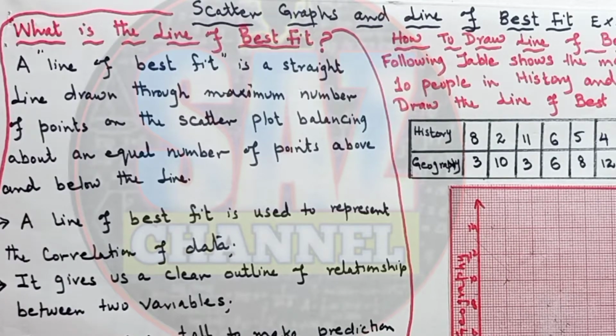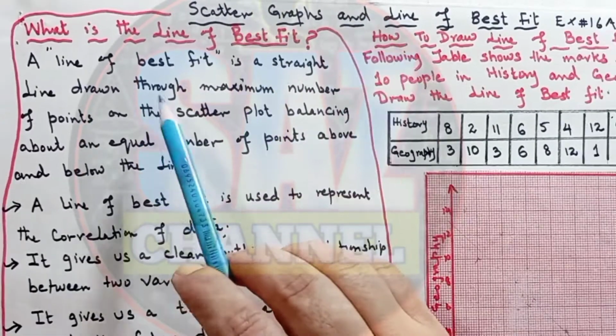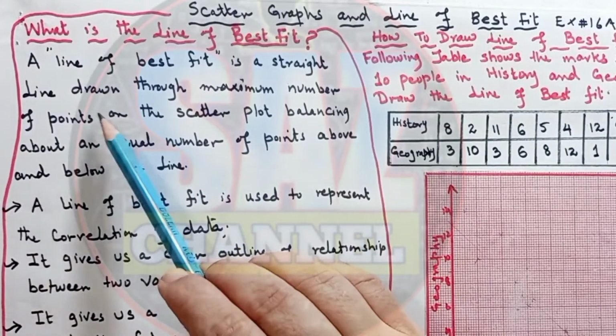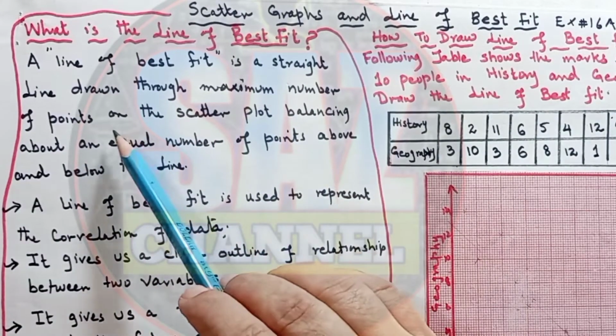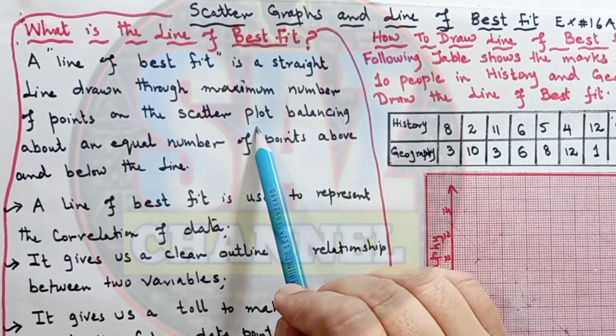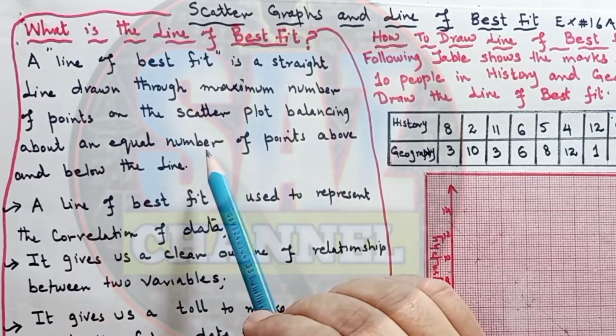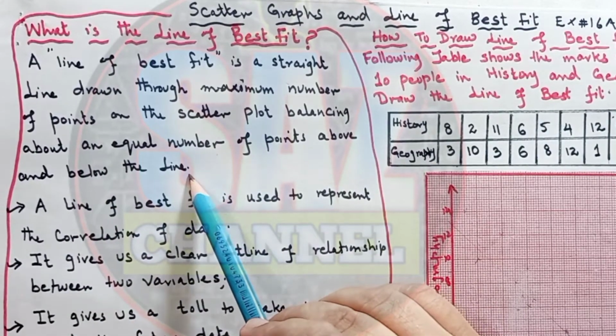This is my second lesson about the scatter graphs and line of best fit. What is the line of best fit? First of all, it's important to understand the method and the meaning of line of best fit. A line of best fit is a straight line drawn through the maximum number of points on the scatter plot, balancing about an equal number of points above and below the line.